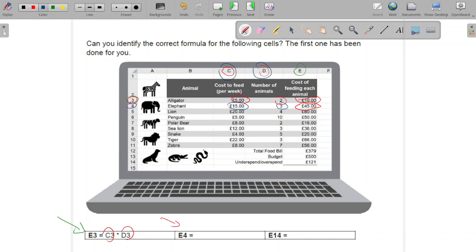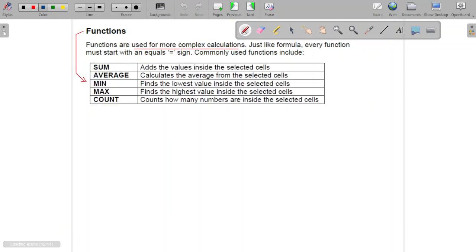So what's the meaning of that? It means that E4 is going to be equal to C4 asterisk, or star, D4. So that's it. You're trying to find out the formula. When it's asking you to write down the formula that exists inside of this certain cell, E4, this is how you write the formula. Let's go to another screen.